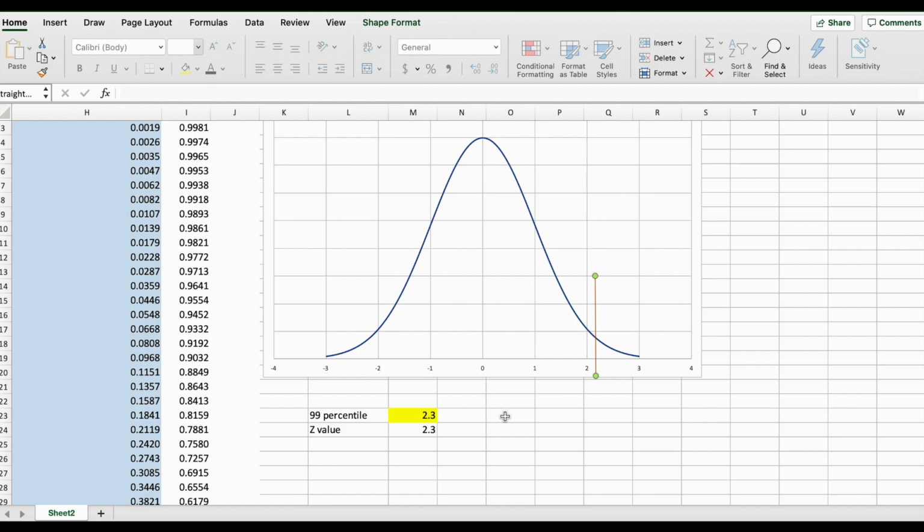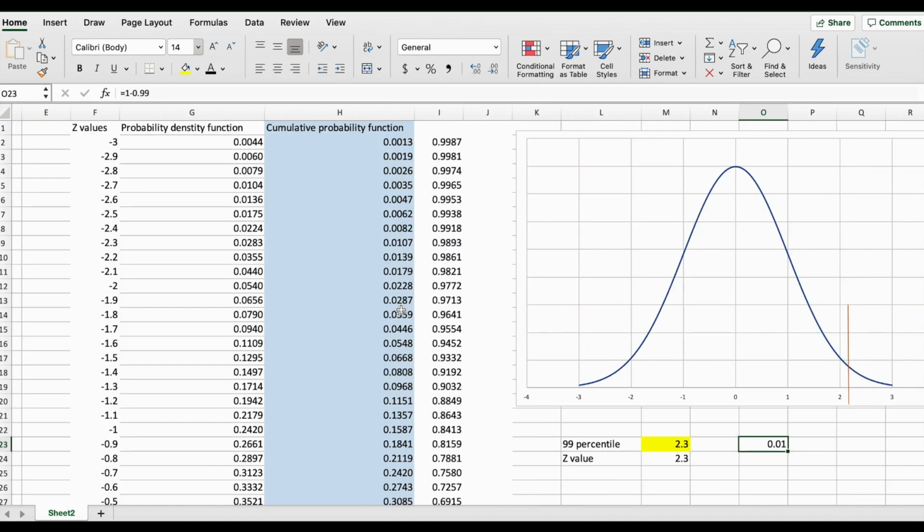Now, another way to interpret this is 1 minus 0.99. So the probability on the right hand side of 2.3 is equal to 0.01. 2.3 is then your 99th percentile under the standard normal curve.